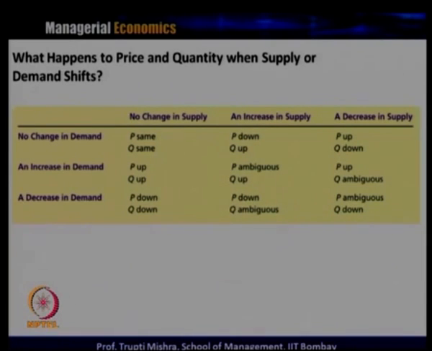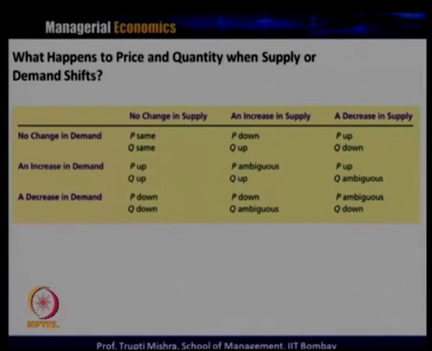But interestingly, in the middle box, where we analyze what happens when there is an increase in supply and also an increase in demand, we can only predict the equilibrium price or the equilibrium quantity, not both. In this case P remains ambiguous and Q increases. Similarly, when there is an increase in supply and a decrease in demand, P decreases and Q remains ambiguous. Similarly, in the third row, where there is no change in demand and a decrease in supply, P increases and Q decreases.